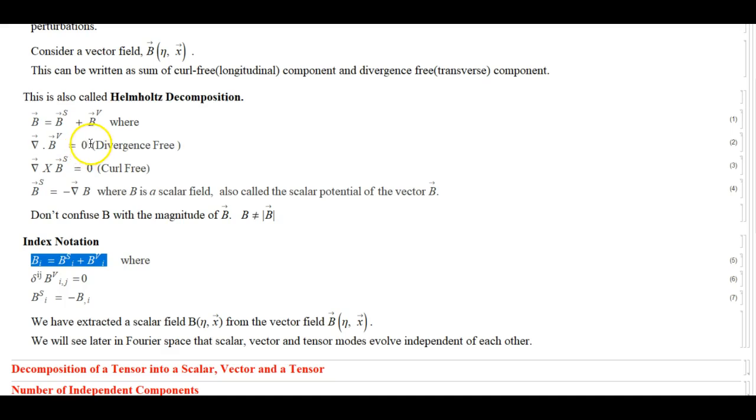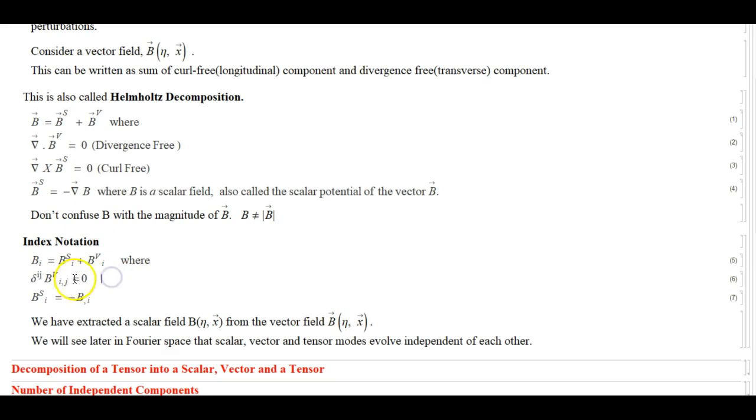And next we want to write this constraint. I would call it a constraint, meaning the conditions that these vectors will follow. B_V follows this constraint, and B_S follows this constraint. So what is the constraint on B_V? The B_V constraint is del dot B_V is equal to 0, which in tensor notation or index notation you can write like this. I hope that this is making sense.